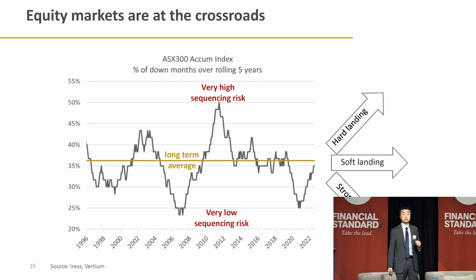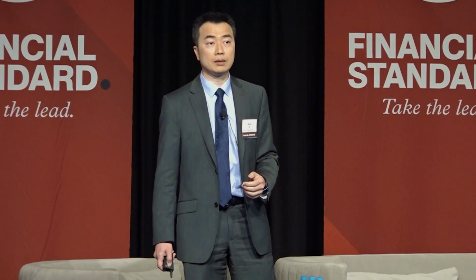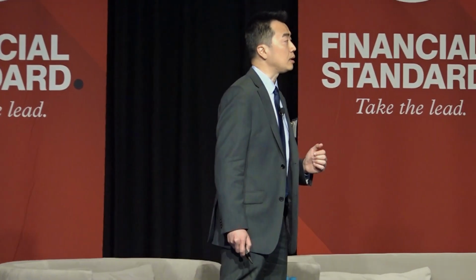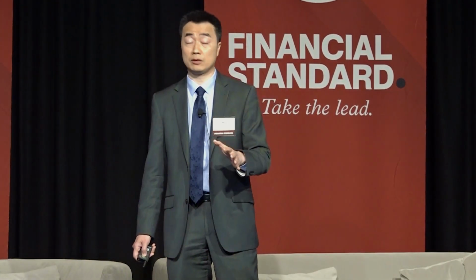Leading up to 2022 was very bullish. In fact, it was on par with the GFC, right? Over the last year, we've seen the equity markets obviously experience a few negative month returns. So you can see that 5-year rolling average mean reverting to that long-term number. But where to from here? Hard landing, soft landing, strong recovery. I don't think many investors or market commentators are talking about strong recovery, but I do hear a lot of people talking about soft landing.